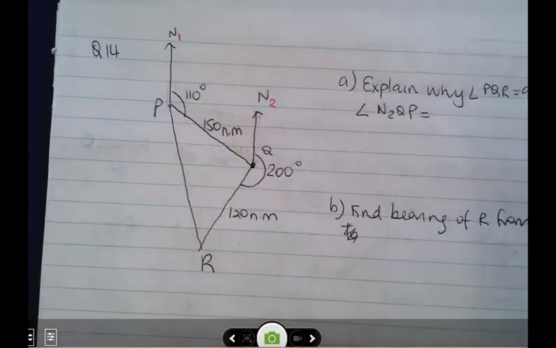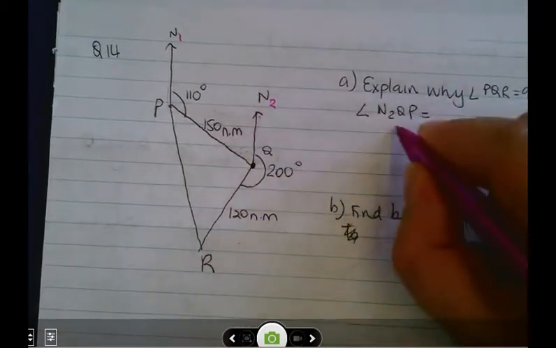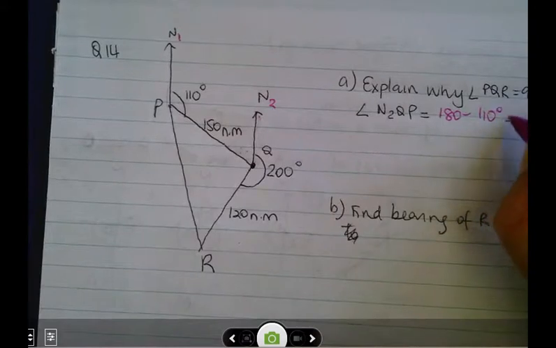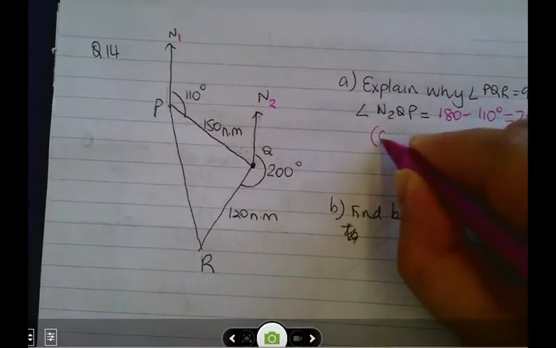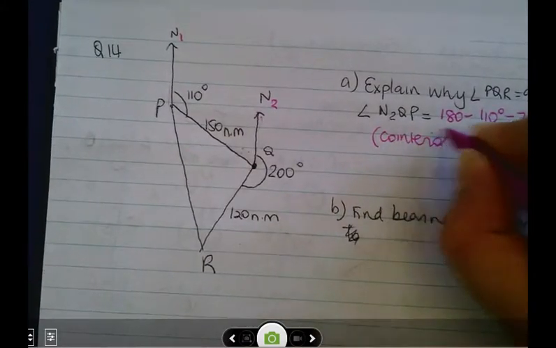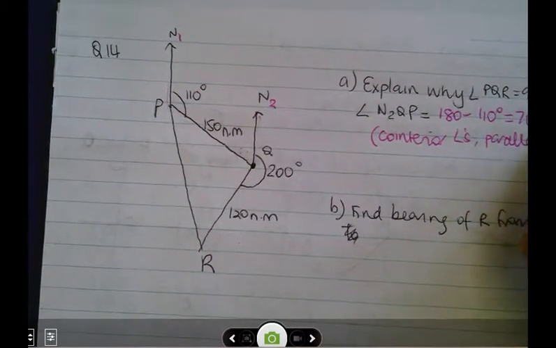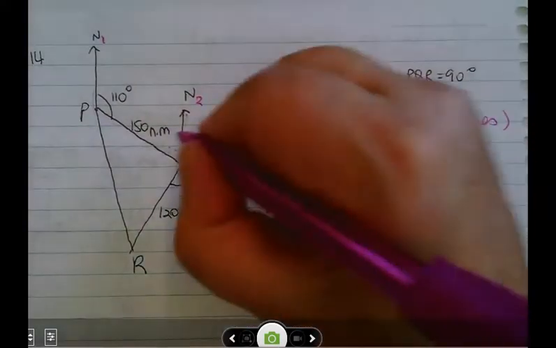Angle N2QP is 180 minus 110 degrees, which is 70 degrees. Reason? Co-interior angles, parallel lines. So you've got co-interior angles, so that in there is 70.